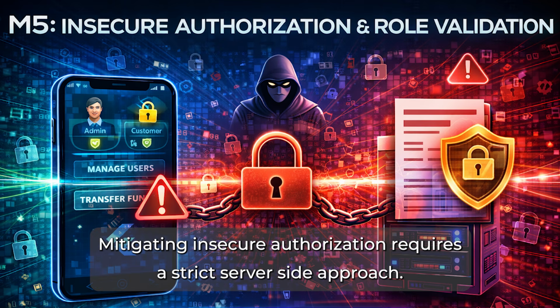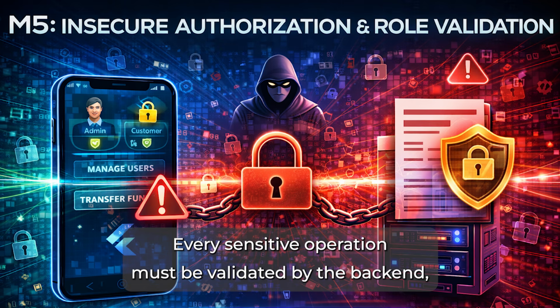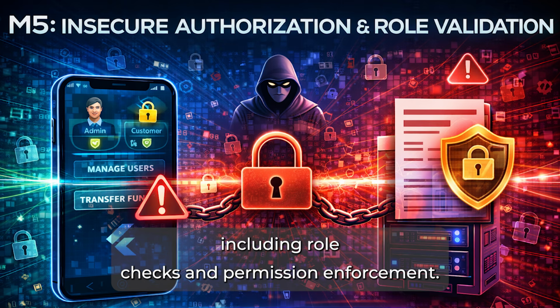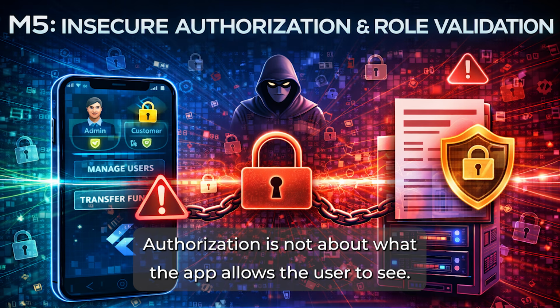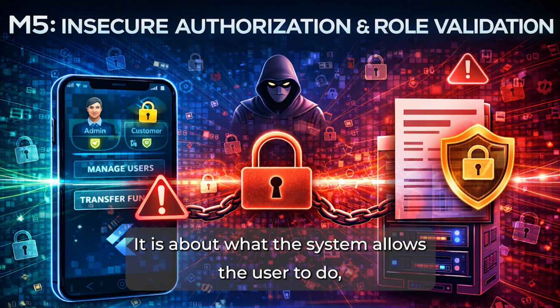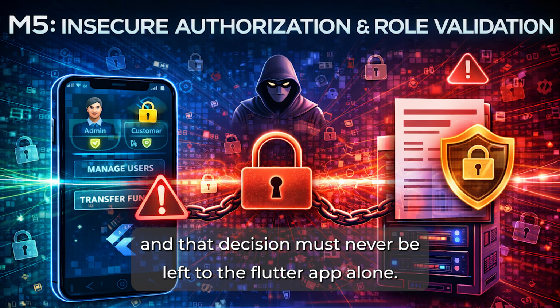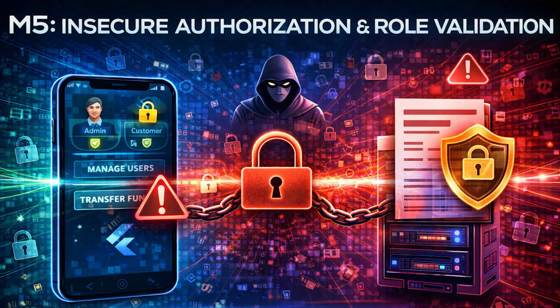Mitigating insecure authorization requires a strict server-side approach. Every sensitive operation must be validated by the backend, including role checks and permission enforcement. The client should be treated as untrusted at all times. Authorization is not about what the app allows the user to see. It is about what the system allows the user to do, and that decision must never be left to the Flutter app alone. M6. Broken cryptography.